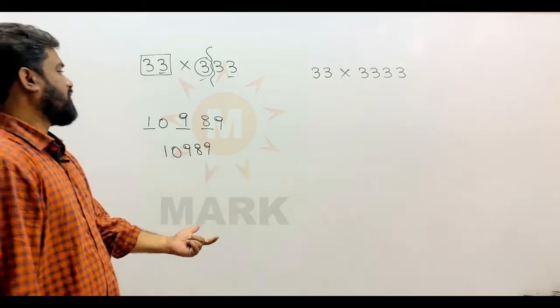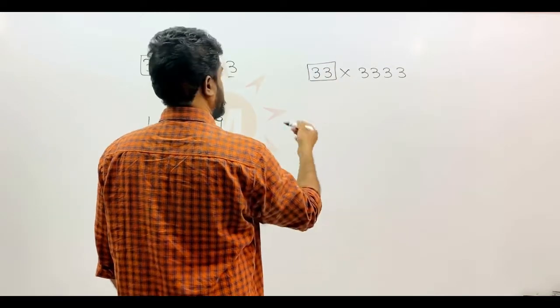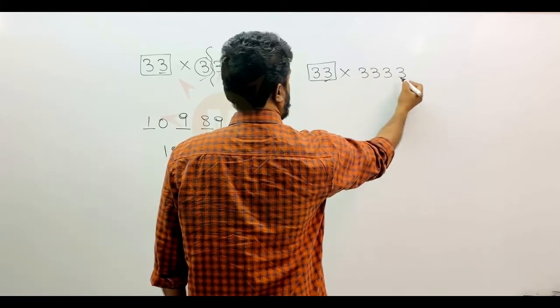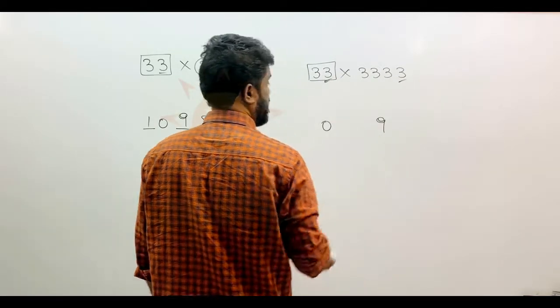Okay, now coming to the next one. Here the same thing. The minimum criteria is 3. So I am multiplying 3 into 3, which makes 9.